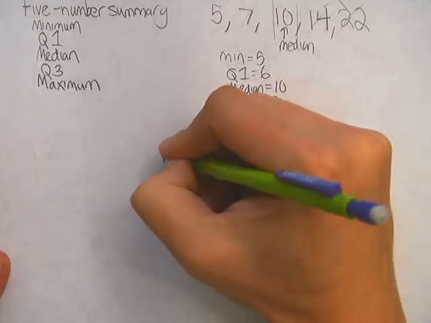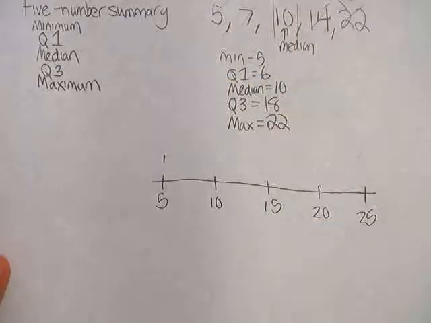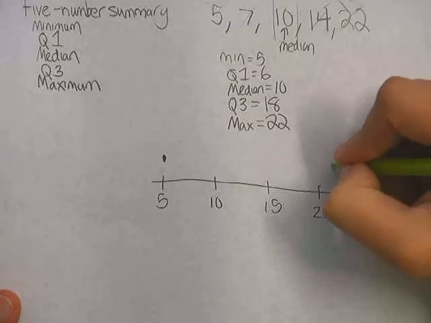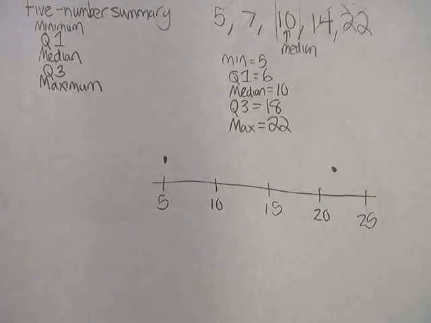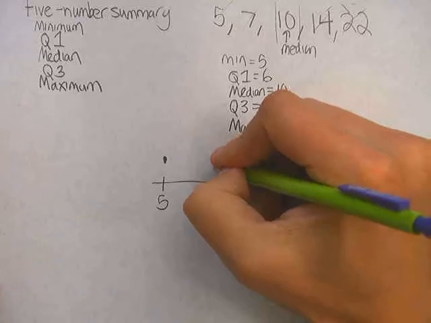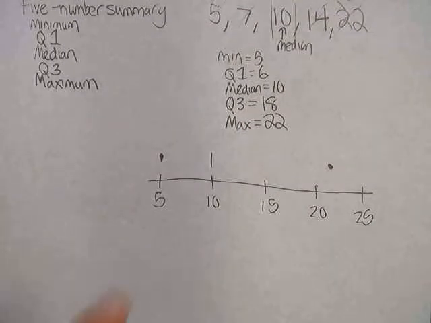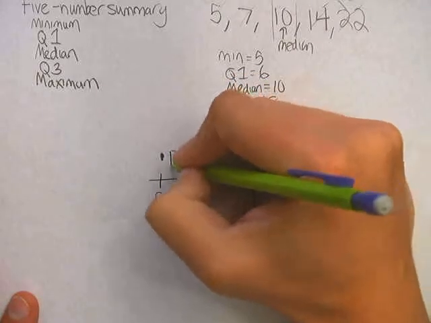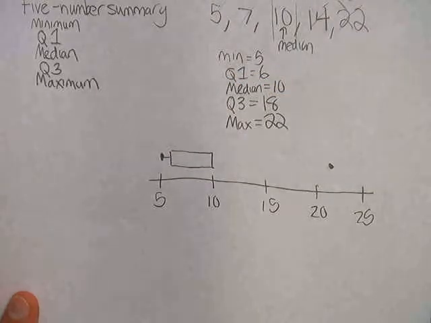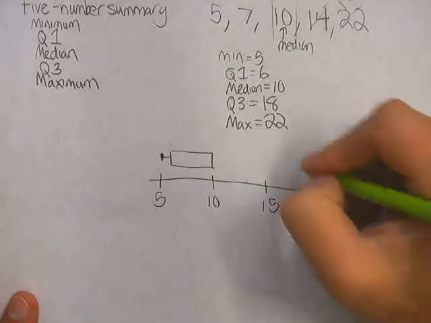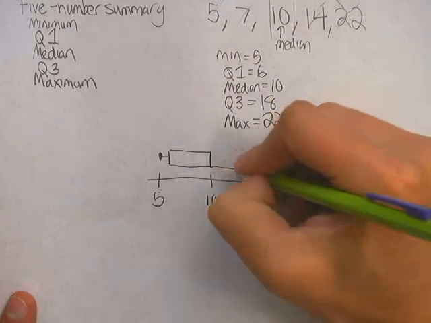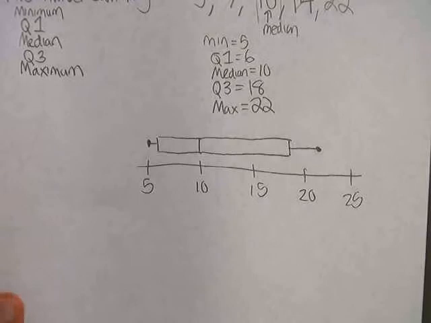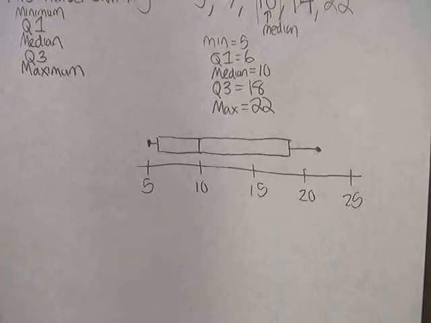Alright, my minimum goes here, so I know I have something going on in the end. My whisker is going to be out here. My maximum's at 22. I got my whisker out there. My median's at 10, so I can put a line in the middle of that. And my box is going to go out to quartile 1, which is at 6, and it's going to go all the way up to quartile 3, which is at 18. Then I just do whiskers out to my minimum and maximum, and I have a box and whisker plot.